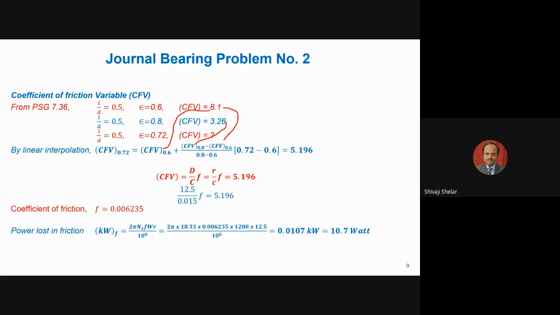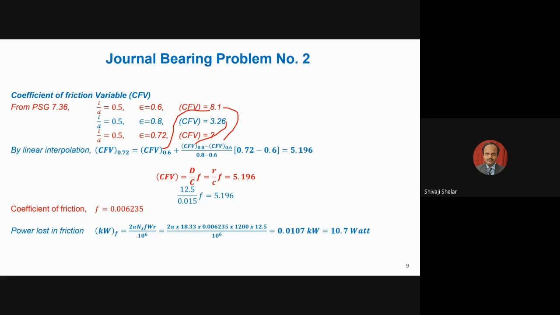So 0.72 minus 0.6. When you put these values, 3.26 minus 8.1 will come as negative, upon 0.8 minus 0.6, into 0.72 minus 0.6, which is positive. So this entire product will be negative. Whatever value you have, 8.1 minus some fraction will come, that will be negative. So this will reduce the CFE value at 0.72. The reduced value is now 5.196, but this value should be greater than 3.26, so your calculation will be correct.